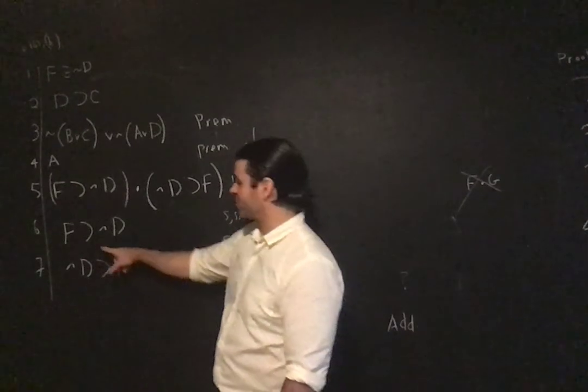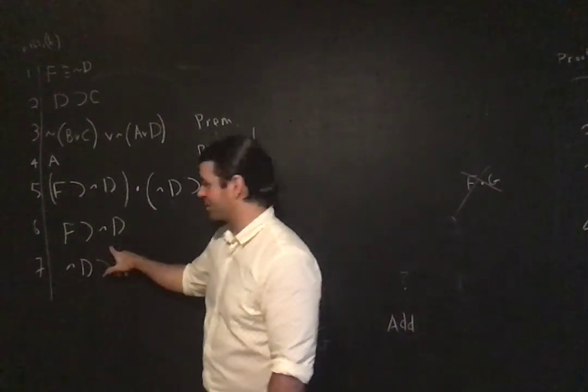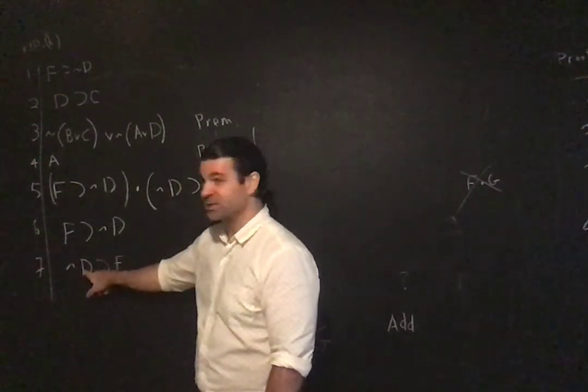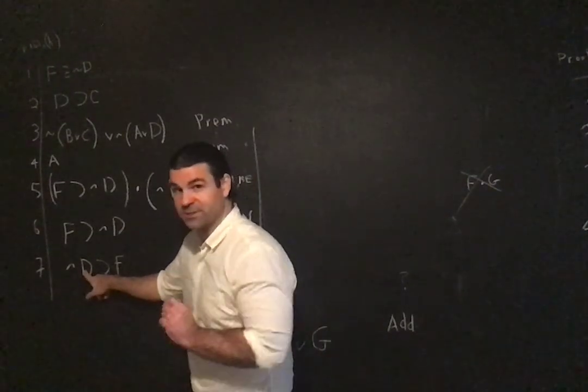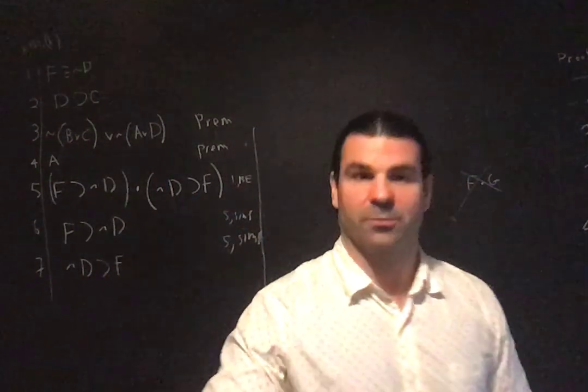If it was not F that I was after, I'd want not D, so I could do modus tollens to get not F. But I want F, so I actually want not D, simply not D, to get home. All right, continue in the next part.